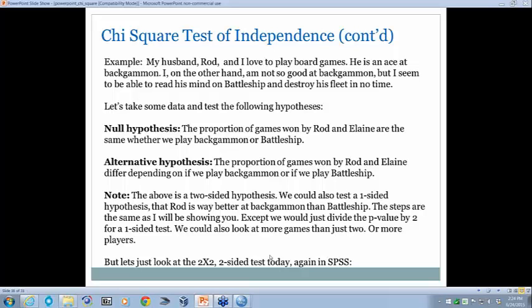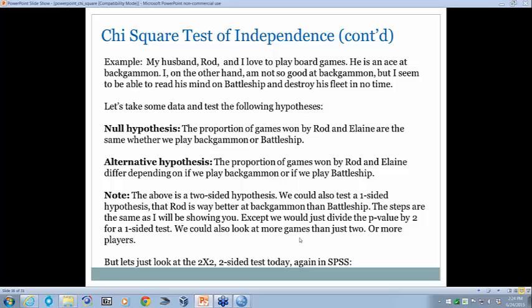Maybe one of us is better than the other. There's something going on. It's contingent on the game. This is a two-sided hypothesis. I could have also used a one-sided one, where I could have said Rod is way better at backgammon than Battleship. Is he? Then that would have been one-sided, because we're not looking to see if Rod and Elaine differ on the two games. We're looking to see if one person's better. The steps are the same, except I would divide the p-value by 2 if I'm doing it one-sided. However, we're just going to look at the 2x2 two-sided test today.